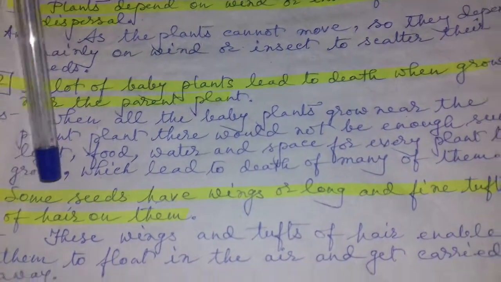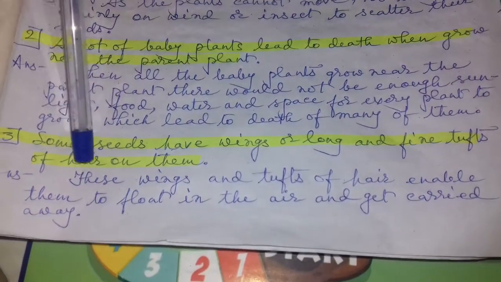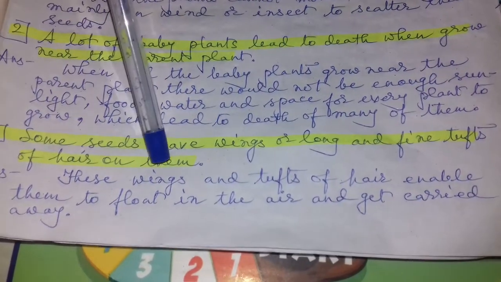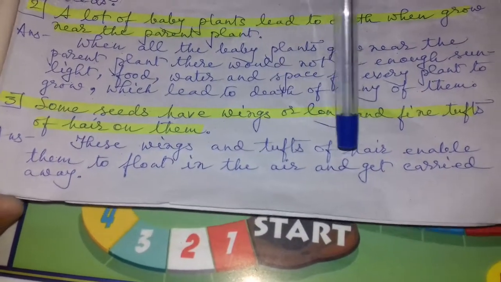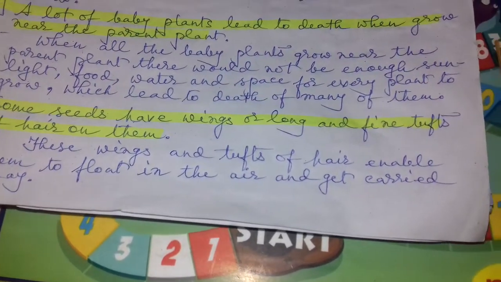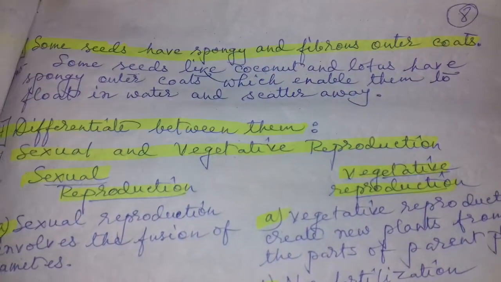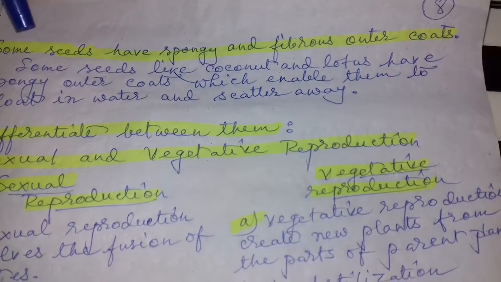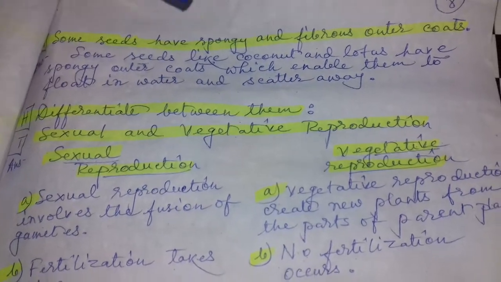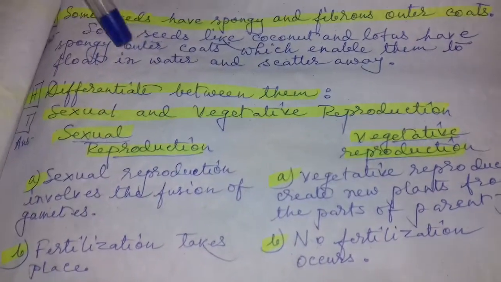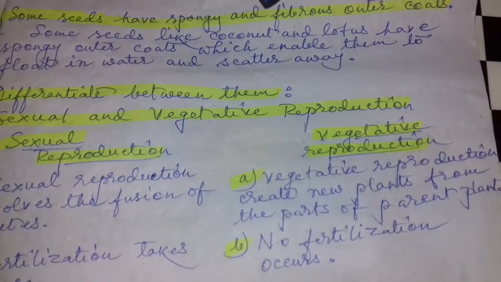3. Some seeds have wings or long and fine tufts of hair on them. These wings and tufts of hair enable them to float in the air and get carried away. Next question is, some seeds have spongy and fibrous outer coats. Some seeds like coconut and lotus have spongy outer coats which enable them to float in water and scatter away.